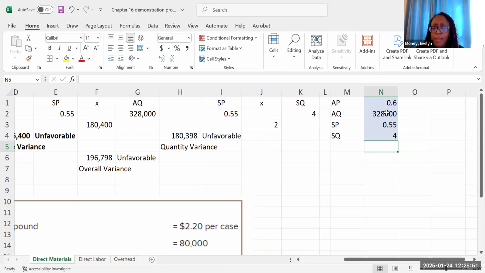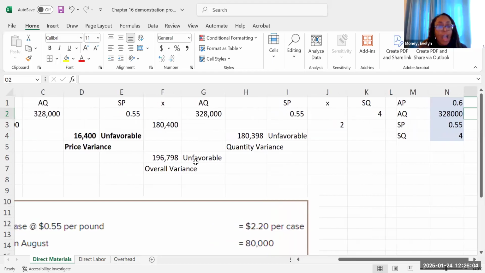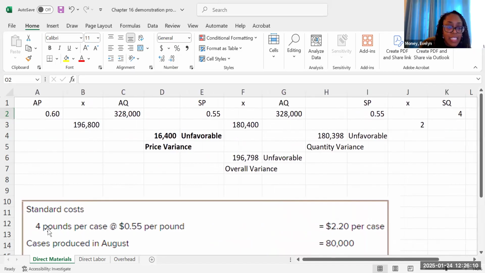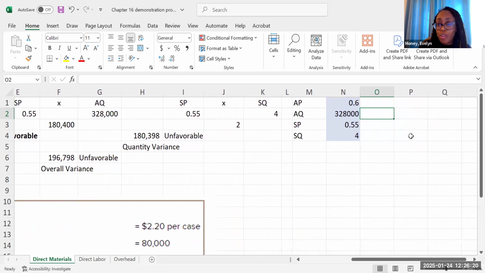That's reasonable. But look at quantity for a second. For actual quantity, I had 328,000 pounds, but standard quantity, I had 4 pounds. That makes no sense. For my standard quantity, I always have to take the extra step and take the standard quantity per case and multiply it by the actual number of cases produced during the period. So standard quantity is the one that will trip you up every single time. Make sure you do your common sense check to ensure that you're comparing apples with apples and oranges with oranges.